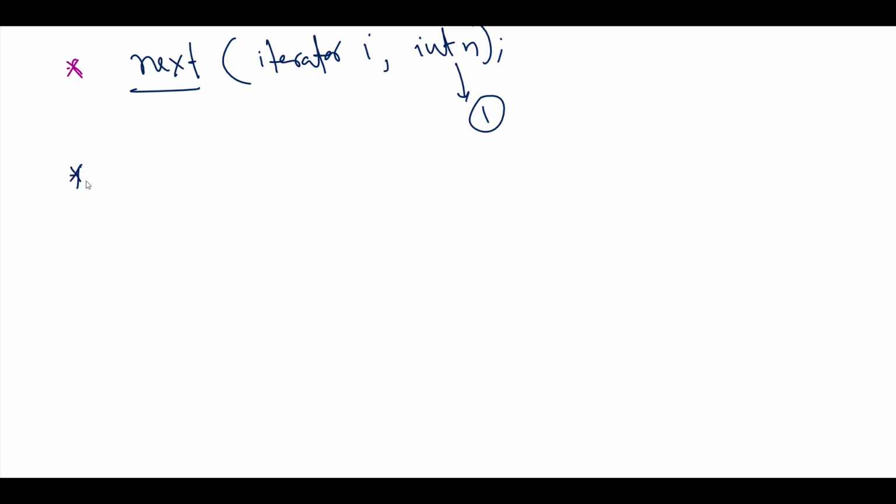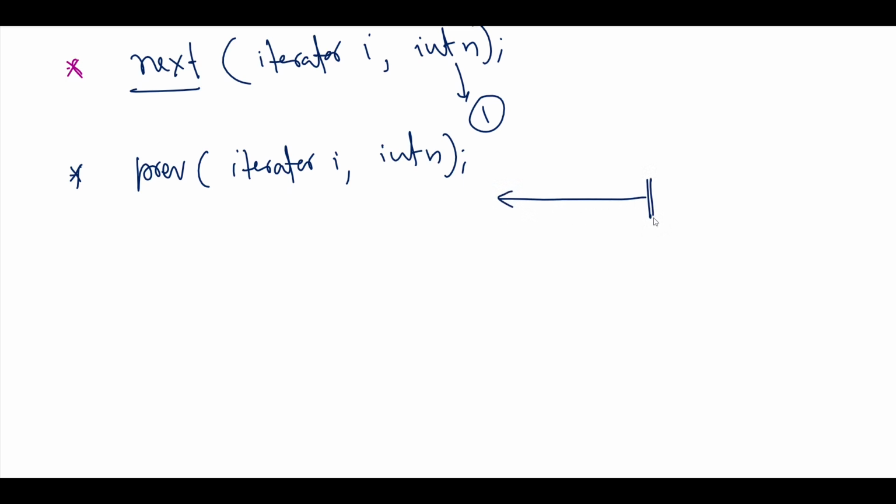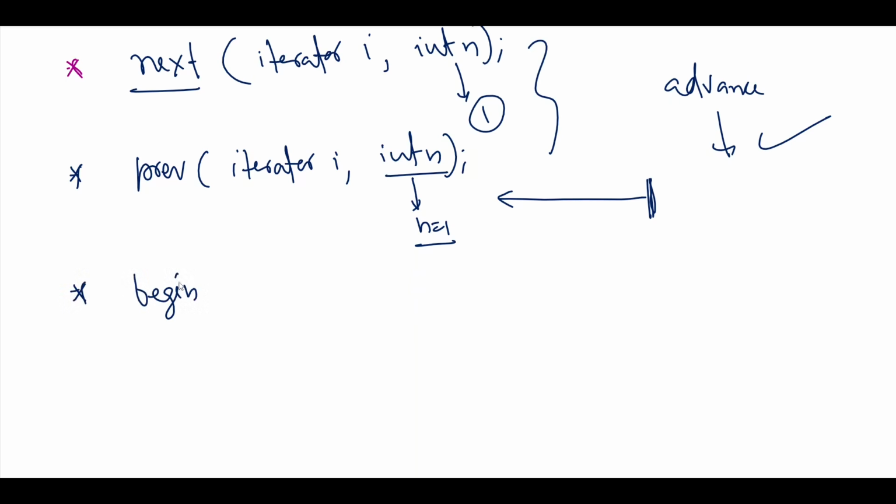Similarly, we have another function here which is previous, named prev, and it has a similar signature, iterator I and int n. So it will basically move behind from a particular point. By default the value of n is 1, and this is going to return an iterator, right? So next and prev have a similar signature, but this can also be performed by advance by changing the argument of distance. Clear?